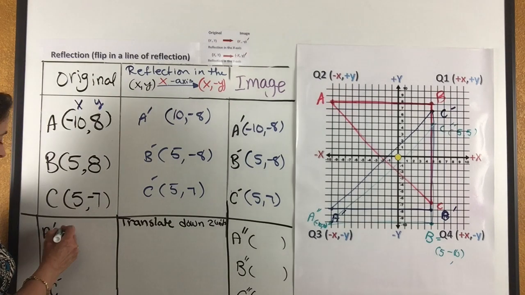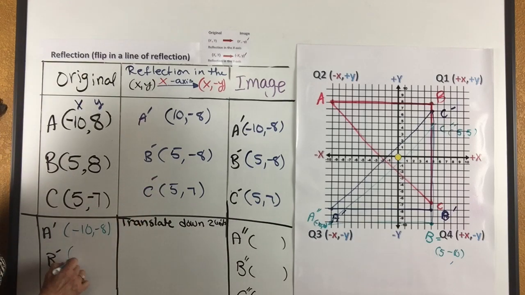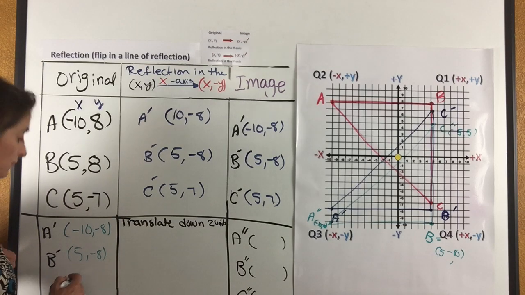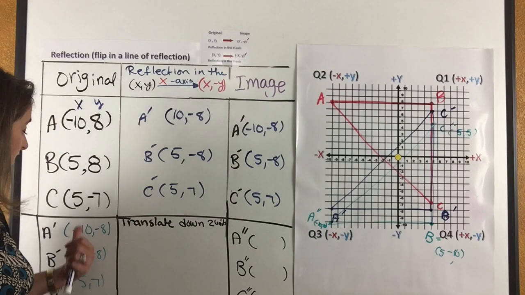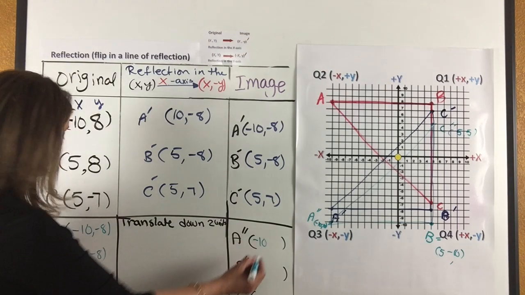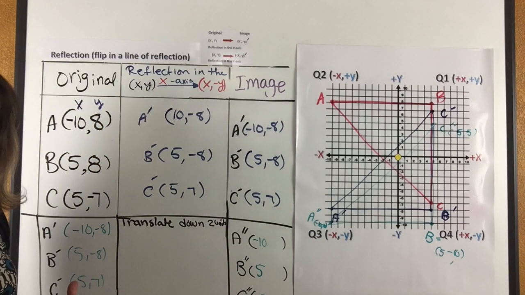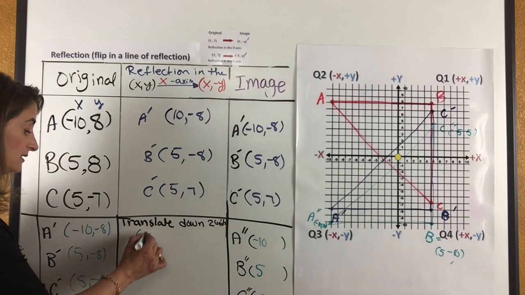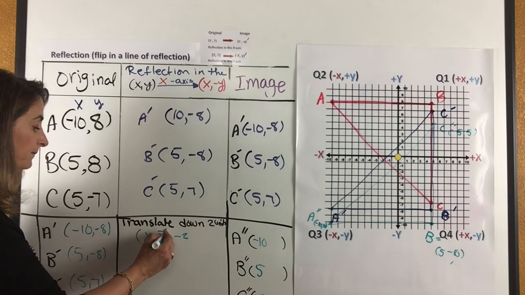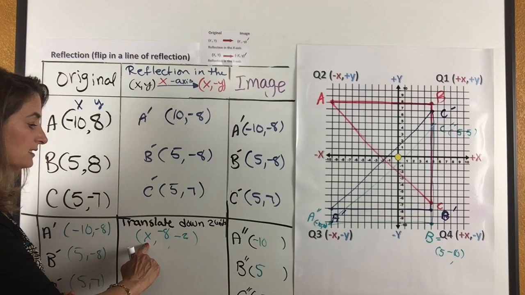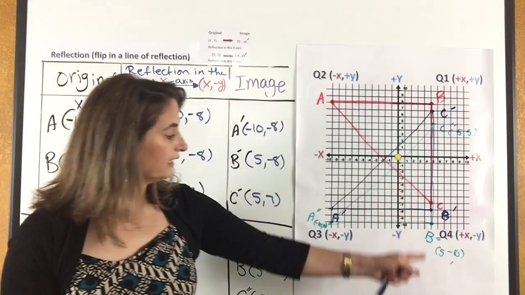Now let's see translation down 2 units. A prime was negative 10, negative 8. B prime is 5, negative 8. And C prime is 5 and 7. Translate down 2 units. That means the X is going to stay the same. So I'm going to keep all the X's the same. But the Y is going down 2. That means X stays the same, but the Y needs to be minus 2. And since Y is negative 8, you end up with X stays the same, which is negative 10. Negative 8 minus 2 is also negative 10. Is that A double prime?